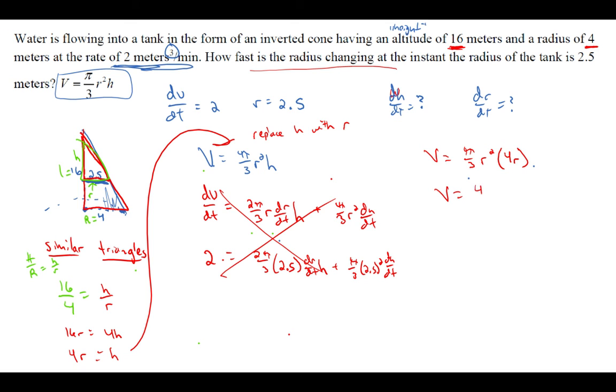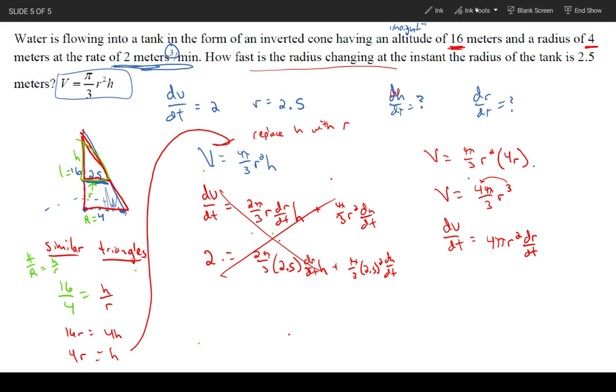All right, so we'll just simplify this a bit. We get 4 pi over 3 r cubed. And this is now where we want to differentiate. So then our derivative becomes dV dt equals, we multiply that 3 down. The 3's are going to cancel. That gives you 4 pi r squared dr dt. And this is good because I have no h's, no dh dt's. All I have is r's, dr dt's, and dV dt's.